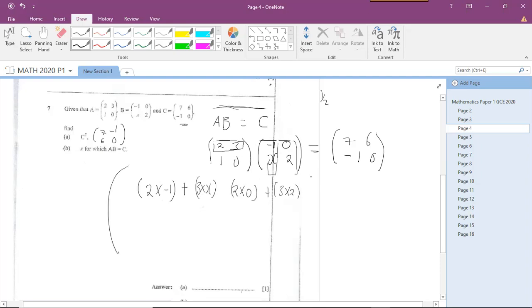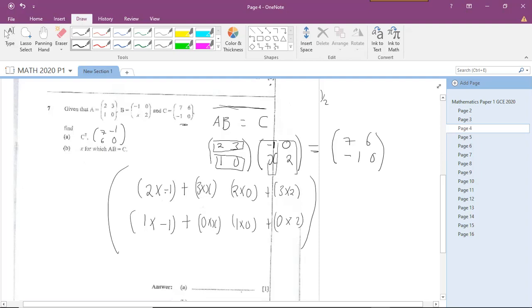Remember, you need to be part of a huge matrix. Then this entire row will multiply this entire column. So this will be 1 times -1 plus 0 times x. Then 1 times 0 plus 0 times 2, like so.